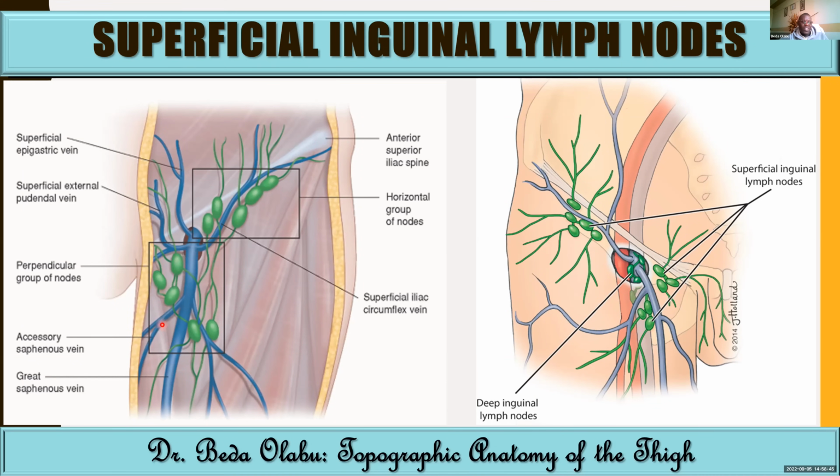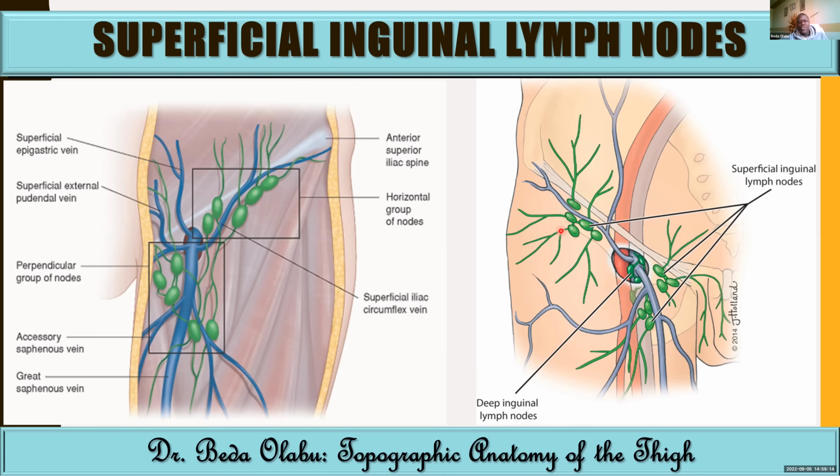So remember, there's a vertical group and a horizontal group. This horizontal group has two components. There's a lateral component and a medial component as well. The medial component of the horizontal group receives lymphatics which come from the external genitalia, as you can see in this image. They also receive lymphatics which come from the anterior abdominal wall, slightly medially.